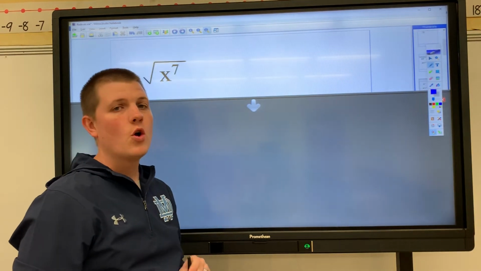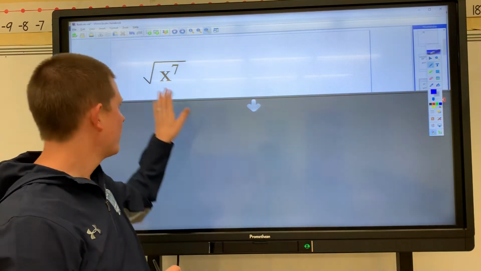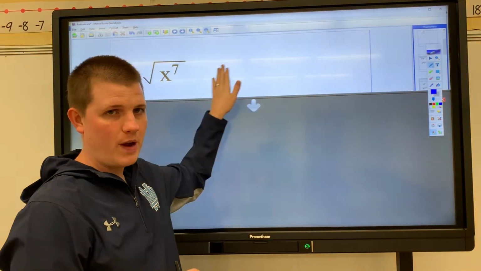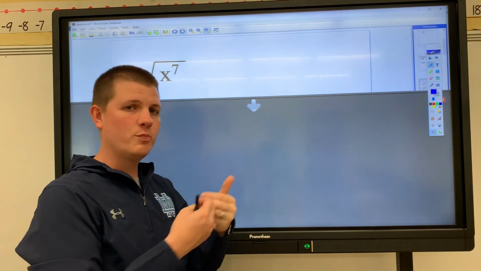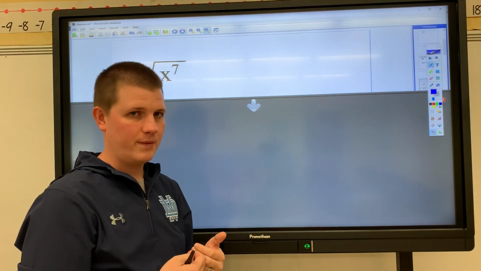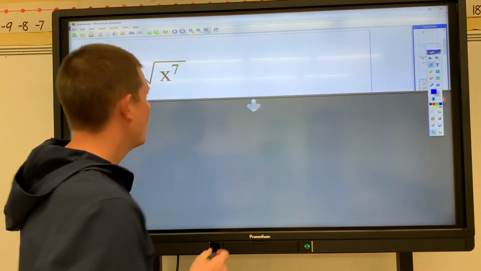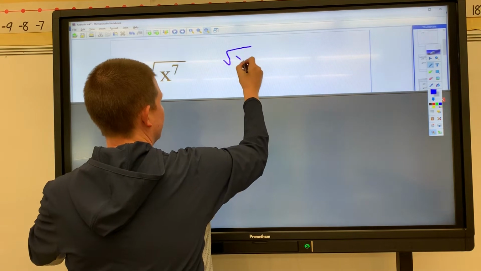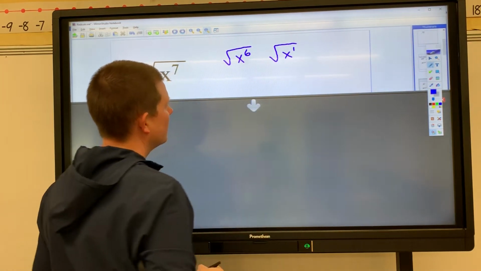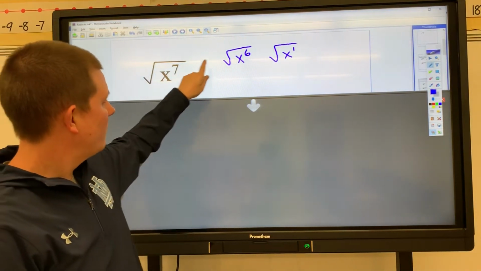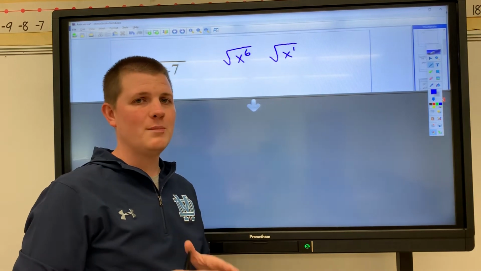So here's what we're going to do. When your exponent is odd, we're going to break this radical up into 2 separate radicals, like we did in the last lesson. And we're going to simplify each part of that down separately. So how are we going to break it up? x to the 7th, we're going to break it up as x to the 6th and x to the 1st. We're going to take these 7 and put 6 of them in one radical and 1 in the other one.